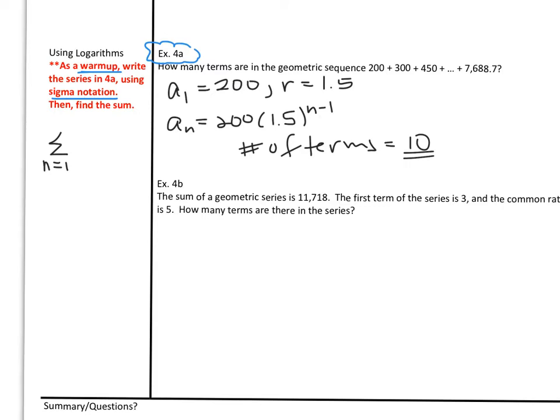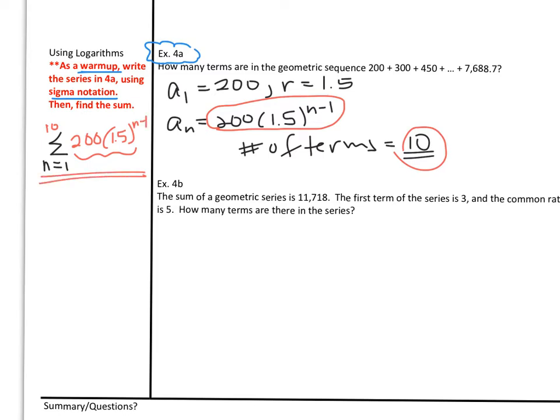Well, we calculated that yesterday. The total number of terms is 10. And then to write the sigma notation formula, that's just the explicit formula. So we really just plug in 200 times 1.5 to the n minus 1. So we had to do all that work from 4a to get our answer using sigma notation. And now let's find the sum.